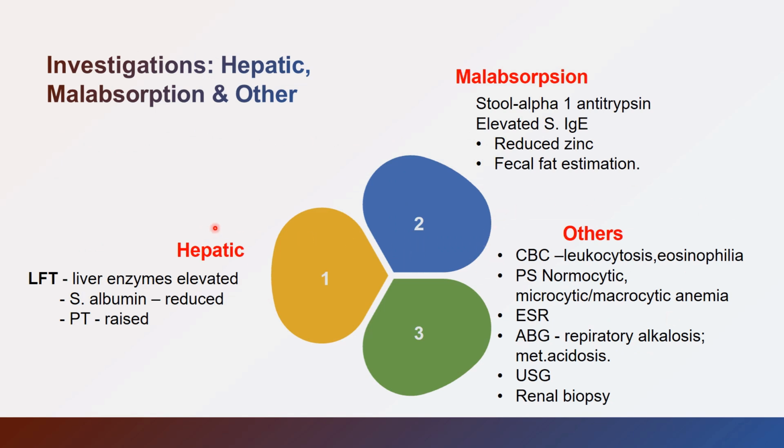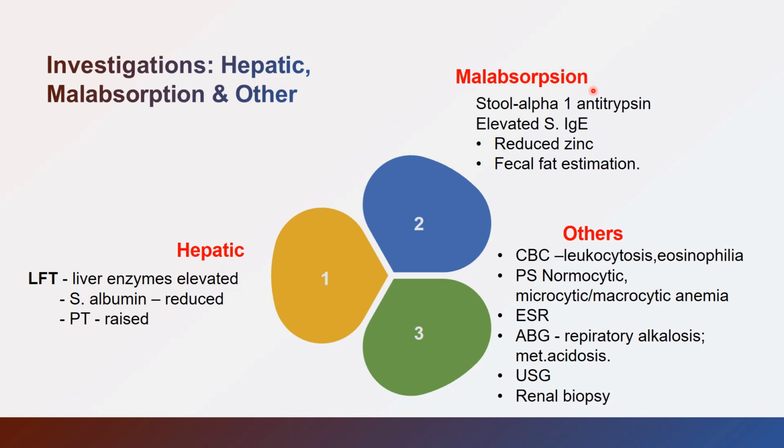Then if you are suspecting a hepatic cause, send liver enzymes, which will be elevated, serum albumin is reduced and prothrombin time is raised. If you are suspecting malabsorption, after examining the child and checking the signs and symptoms, send stool alpha-1 antitrypsin, elevated serum IgE, reduced zinc, and fecal fat estimation can be done.